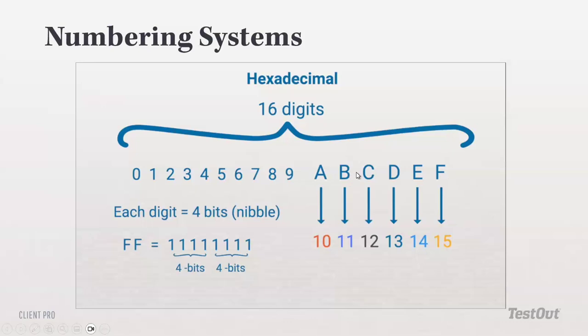Where do you see hexadecimal notation? You don't see it in IP addresses on IPv4, but you see it with IPv6. So IP version 6 has hexadecimal notation. You also see it with MAC addresses, media access control, for network interface adapters.